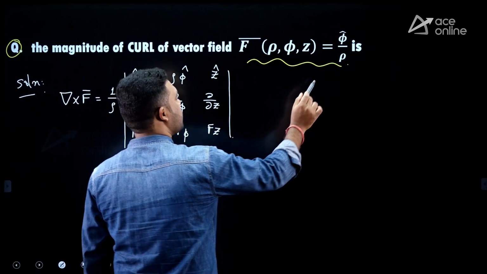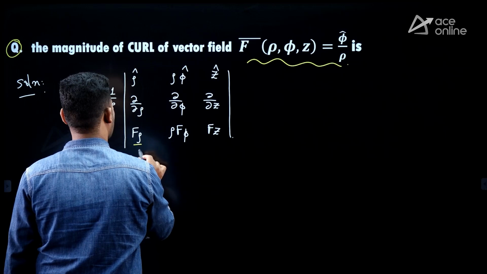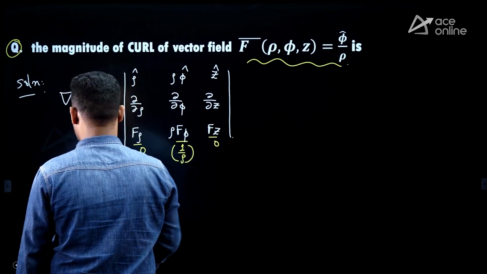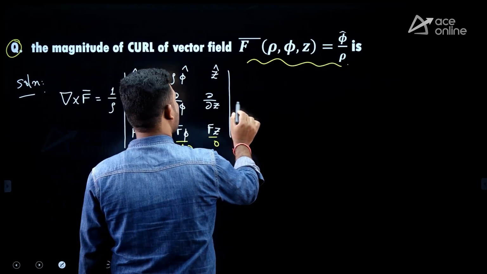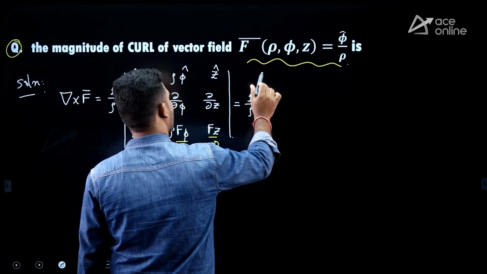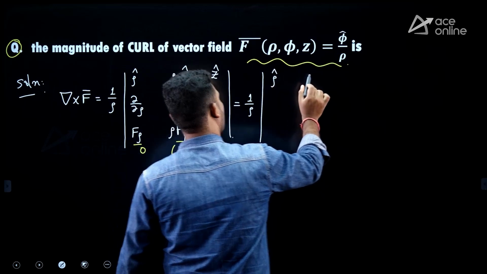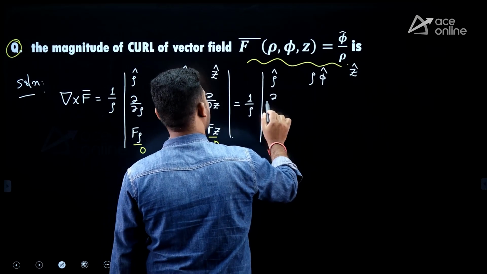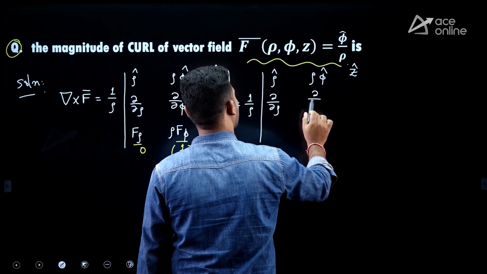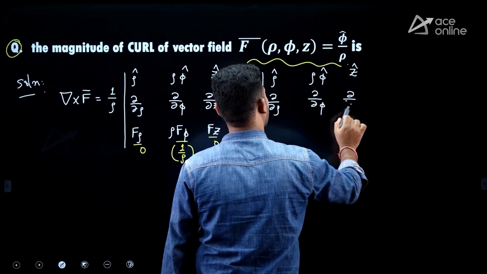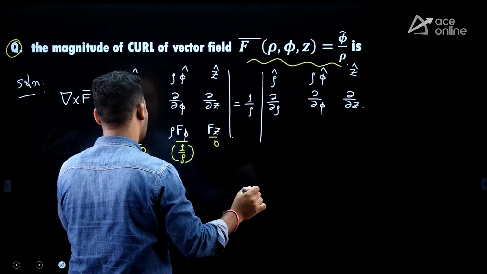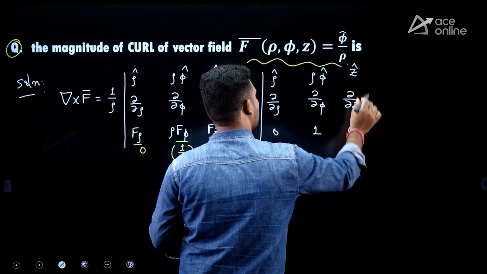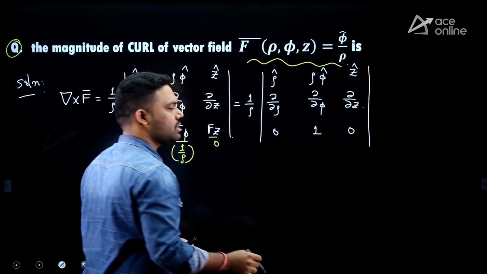So this is having only phi component. So this is 0, this is 1 by rho, this is 0. Clear, guys? So it is 1 by rho into rho cap, rho into phi cap, z cap, dou by dou rho, dou by dou phi, dou by dou z. So this is 0. Rho is already there in the formula, it is 1, it is 0. Differentiation followed by the constant, which is 0.